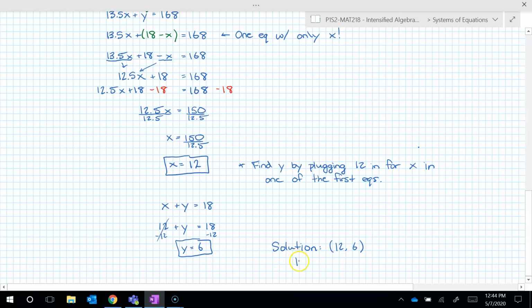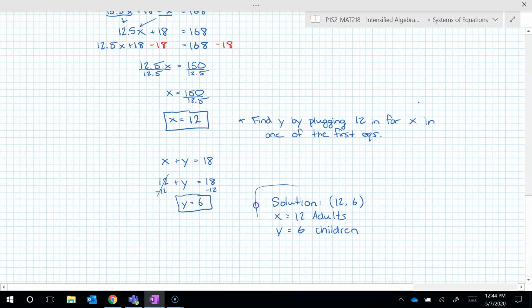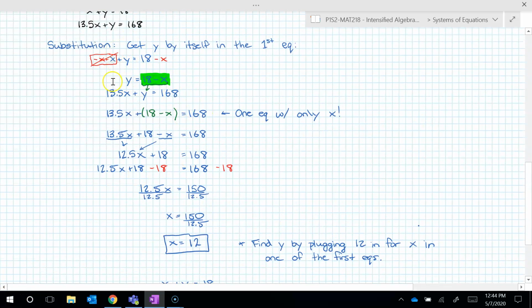So there are 12 adults. That's my x value. And my y value is 6, which represented the number of children. And there we go. It's another example of how to use substitution with a slightly more complicated problem, one where y isn't by itself. Just make it get by itself there.